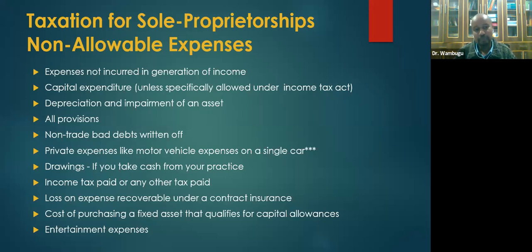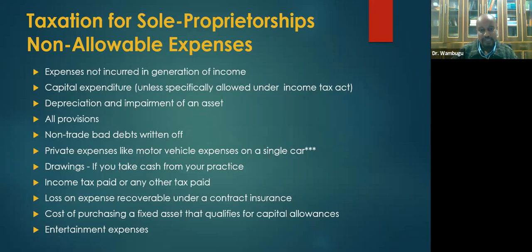Instead you should claim wear and tear allowances, the ones I explained just previously. Depreciation and impairment of an asset are not allowed; what you claim is wear and tear allowances. If your chair or some piece of equipment in your office is impaired, meaning maybe you cannot repair it, it's now dead or it's been damaged in some way, that is not an allowable expense. All provisions of every kind, money that you set aside in case of an expense, are not allowable. Non-trade bad debts written off are not an allowable expense.